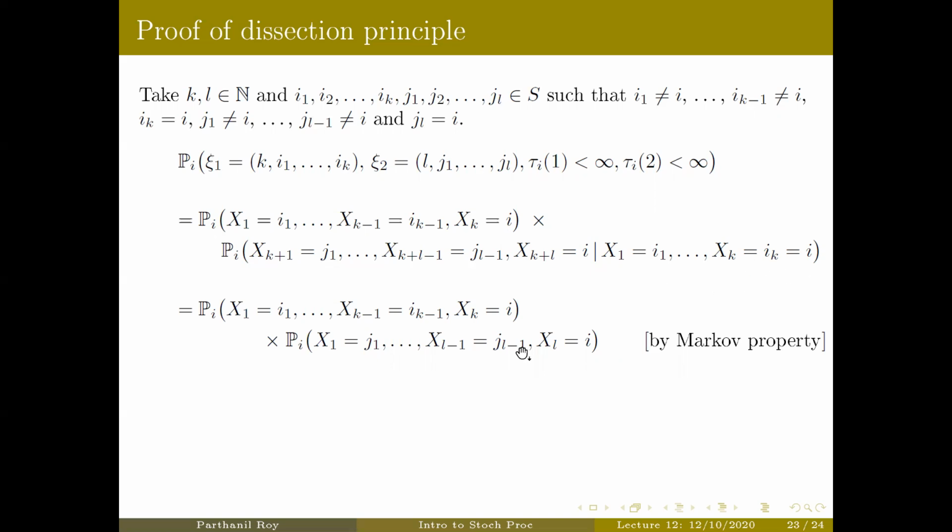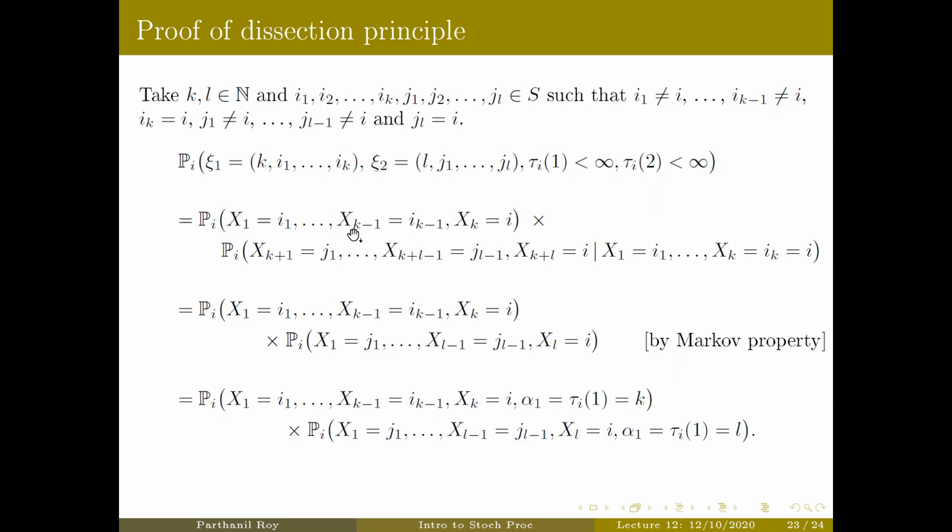Now, conditioning on x naught equal to I would become pi, and we are starting from x naught equal to I anyway, so that probability is 1, so that conditioning doesn't make any difference. So therefore, this is just the unconditional probability of x1 equal to j1, all the way up to xl minus 1 equal to jl minus 1, and xl equal to I. Okay, so this is the Markov property that we are using here.